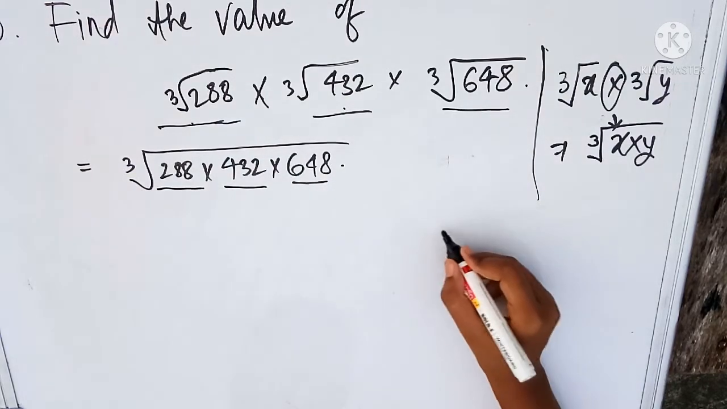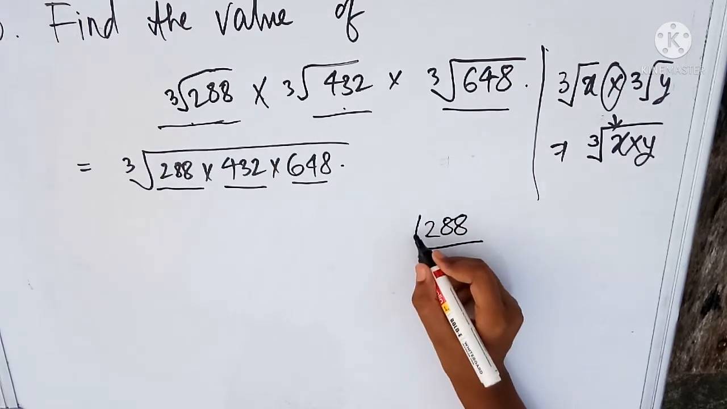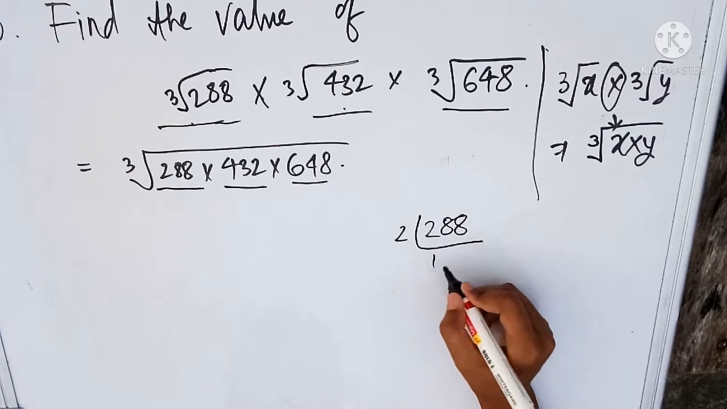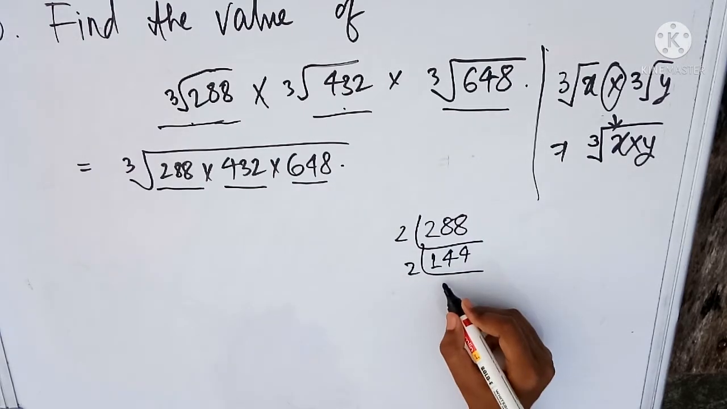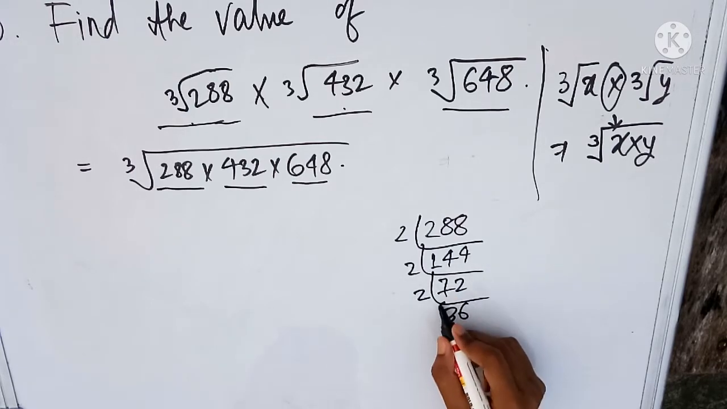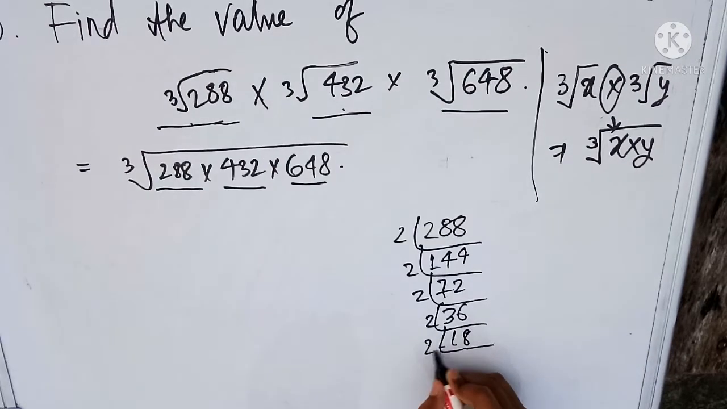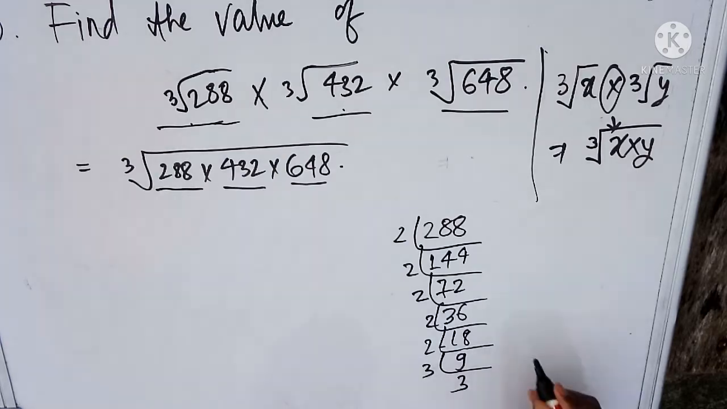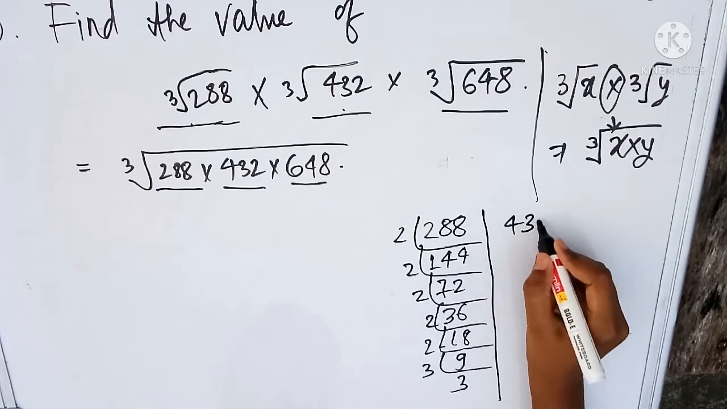So here let us factorize it. First we have 288. So we can write it as 2 multiplied by 144. Next we have 2 multiplied by 72. Next is 2 multiplied by 36. And now 2 multiplied by 18 and 2 multiplied by 9. And now here we have 3 multiplied by 3. The next number we have is 432.